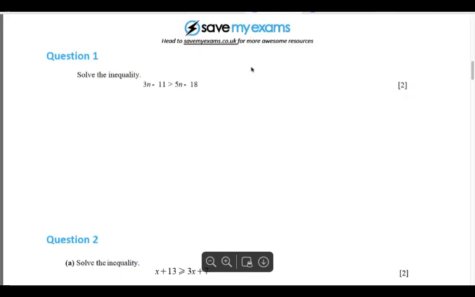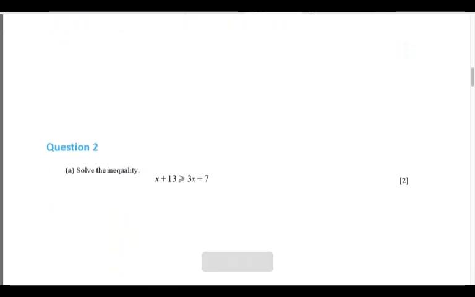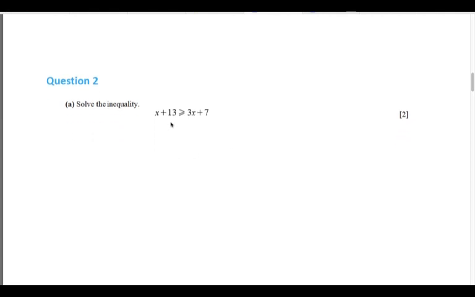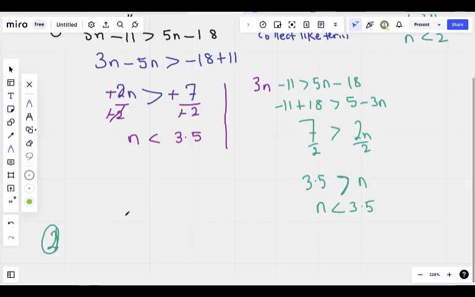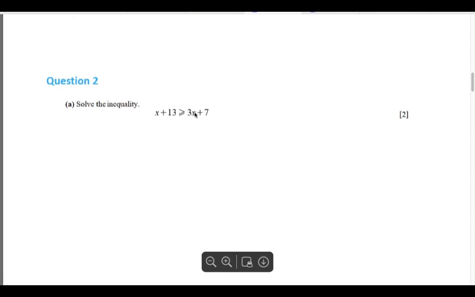Question number 2. Solve this inequality: x plus 13 is greater than or equal to 3x plus 7. Let's check. Yeah, 3x plus 7. Okay, let's solve this question.